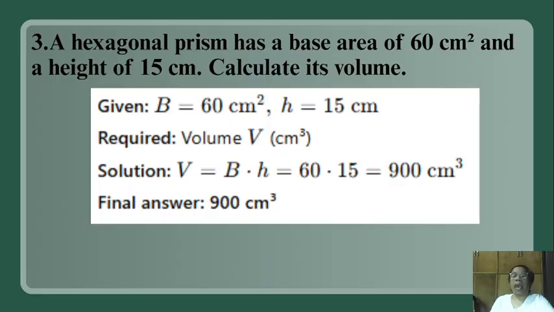Number 3. A hexagonal prism has a base area of 60 cm² and a height of 15 centimeters. Calculate its volume. Given: area of the base 60 cm², the height 15 centimeters. Required: the volume. So the formula to use is area of the base B times the height. Substitute now the given data. The final answer is 900 cm³.